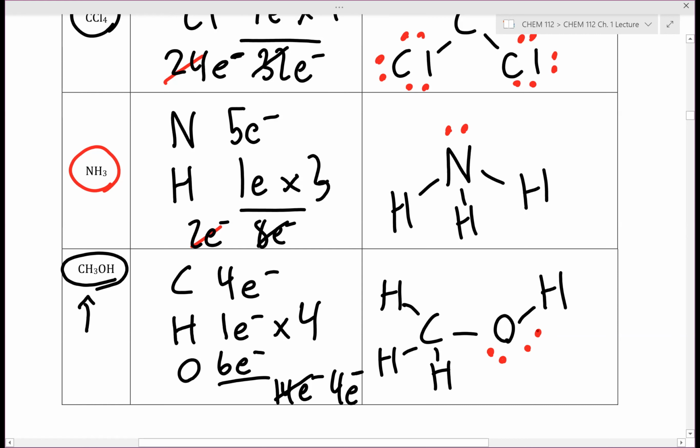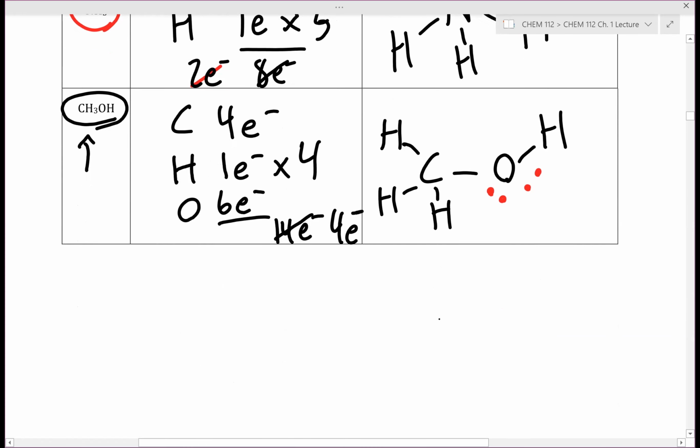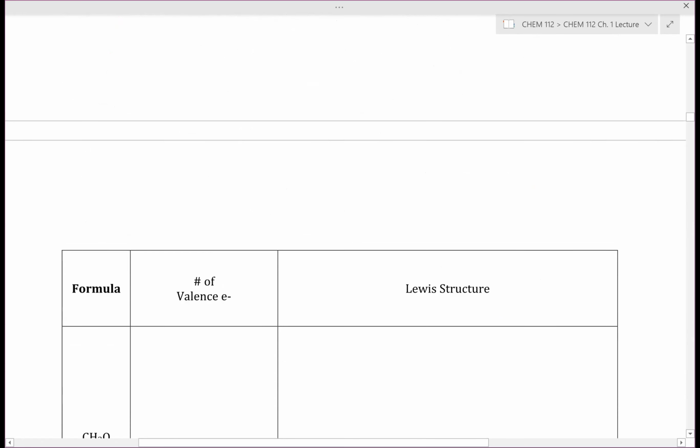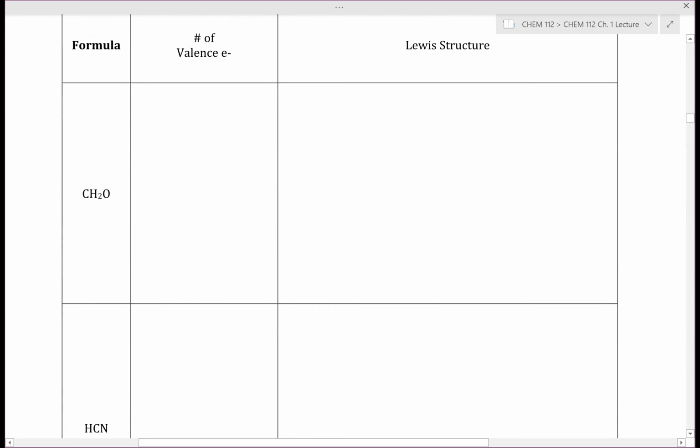Any questions on these Lewis structures? Okay. We'll start to increase the complexity of our Lewis structures as we continue on, but I just want to make sure everyone's on the same page.